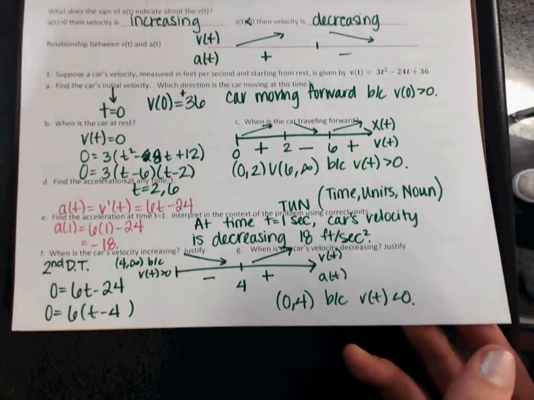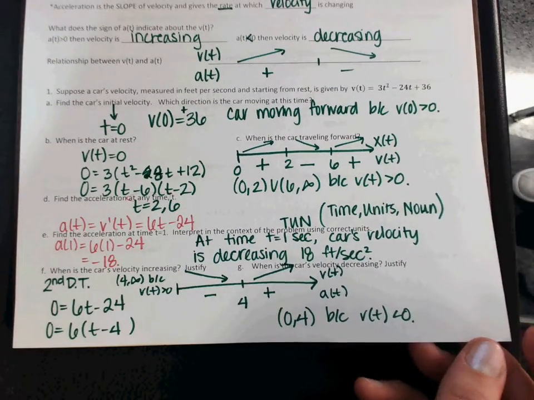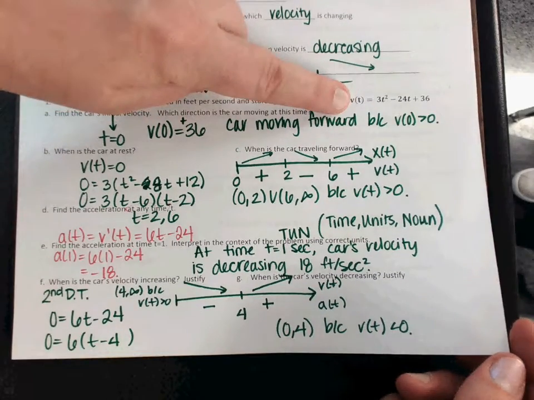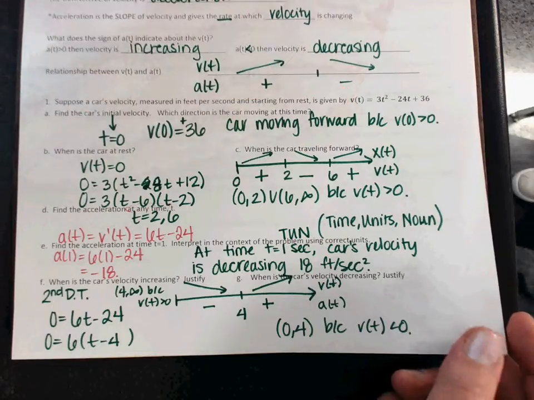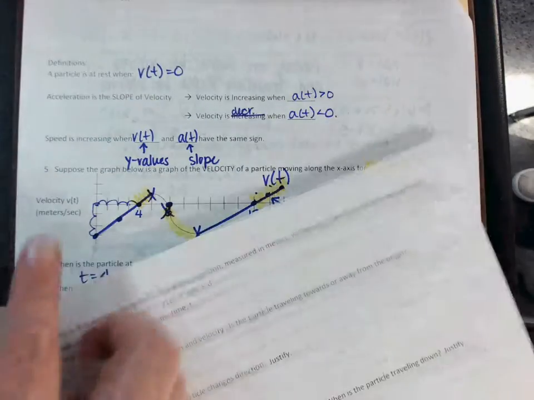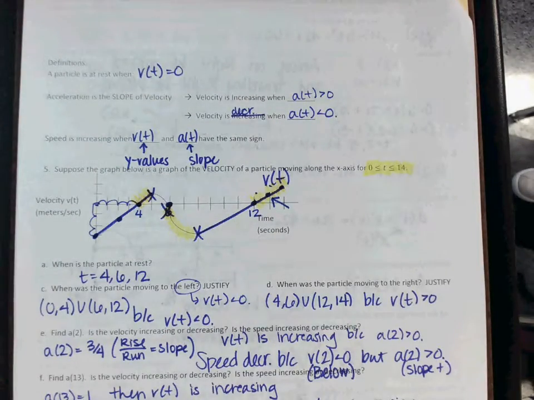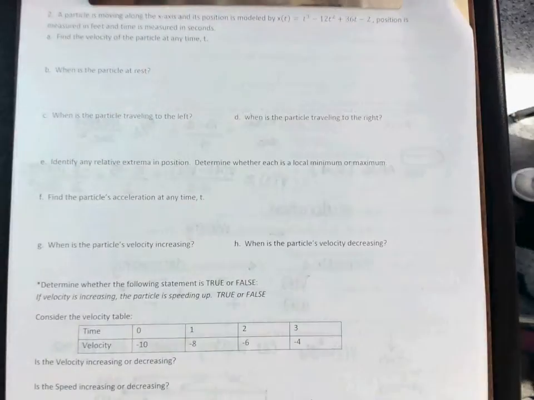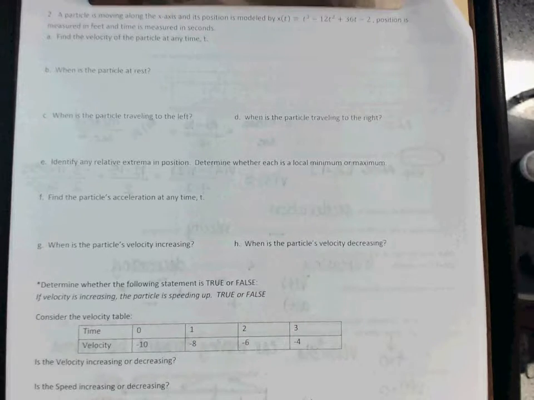Now, I want to point out to you, why did I only have to take the derivative once to get to acceleration? What did they start me with? Velocity. Now, when you turn the page, what are they starting you with? Position. So that means that if I want to get to acceleration, how many derivatives are you going to end up having to take? Two.